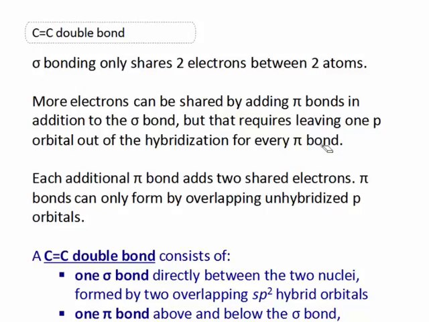We have to leave one out so that it's free to overlap with the p orbital from the next carbon to make this pi bond. So each additional pi bond adds 2 shared electrons, and pi bonds can only form by overlapping unhybridized p orbitals.